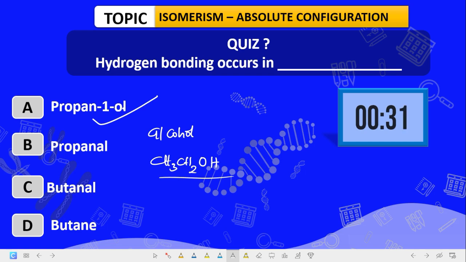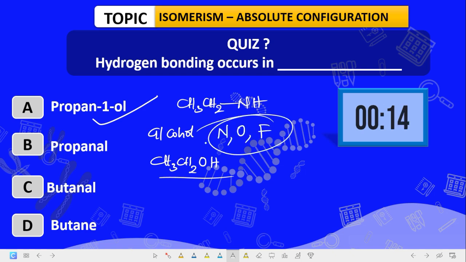Hydrogen bonding occurs predominantly in alcohol, in the amines, because in amines nitrogen is attached to what? Hydrogen. And hydrogen bonding is only when hydrogen is attached to nitrogen, oxygen, or fluorine, or sulfur in some cases. Is that understood? So when hydrogen is attached to any of these, you say hydrogen bonding is said to have occurred. That means option A, which is propanol, an alcohol with OH, is the correct answer.